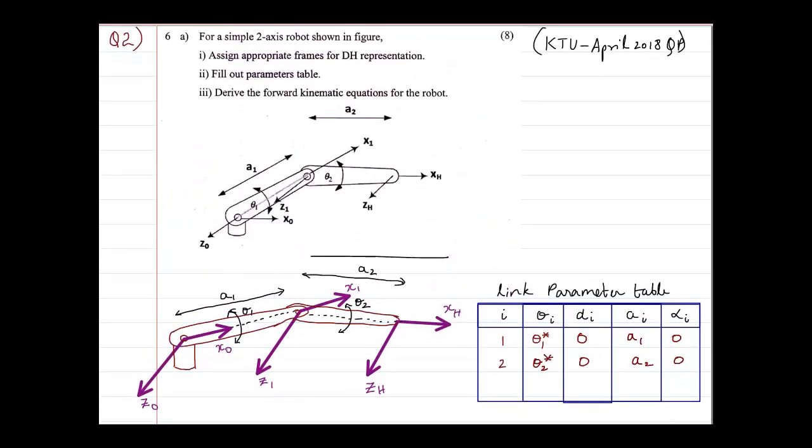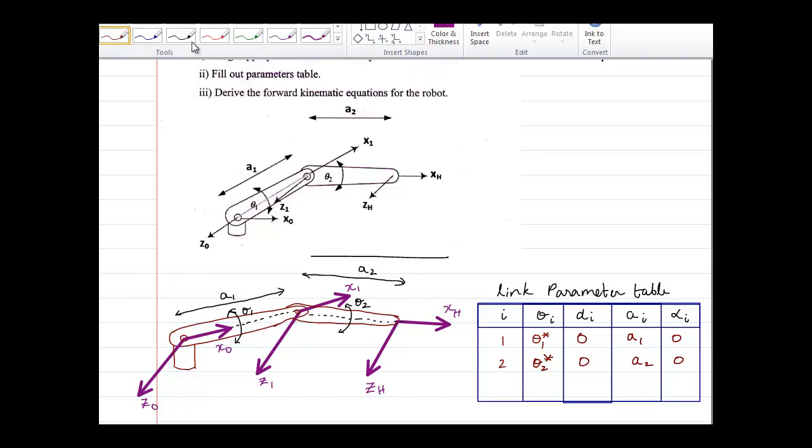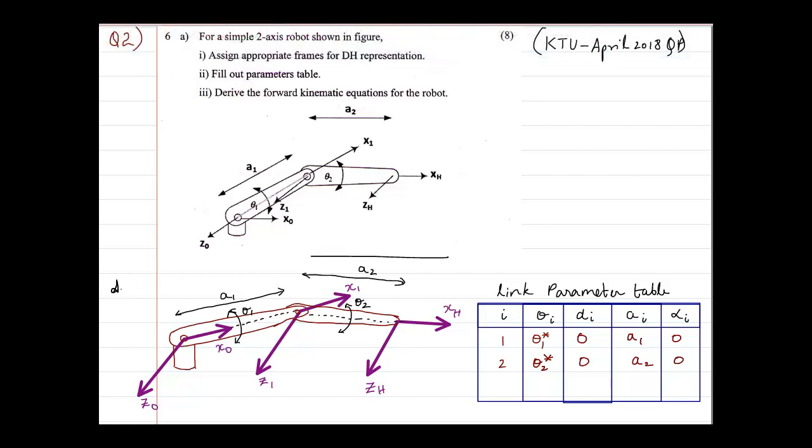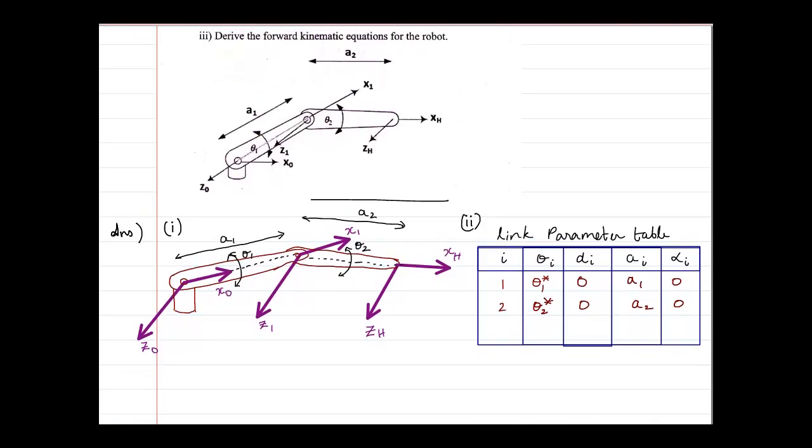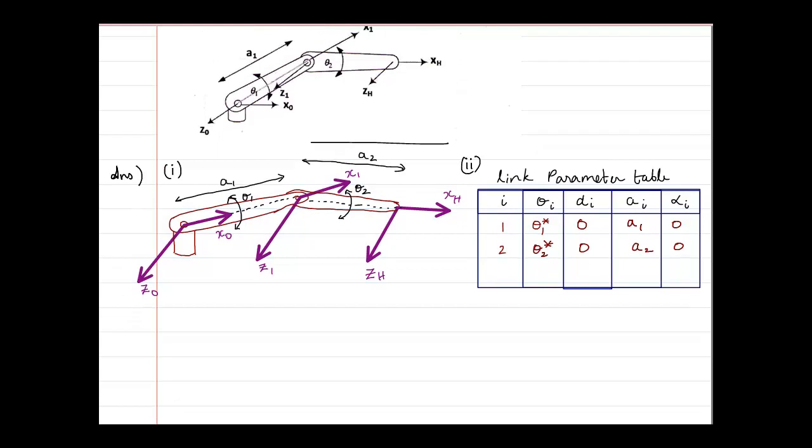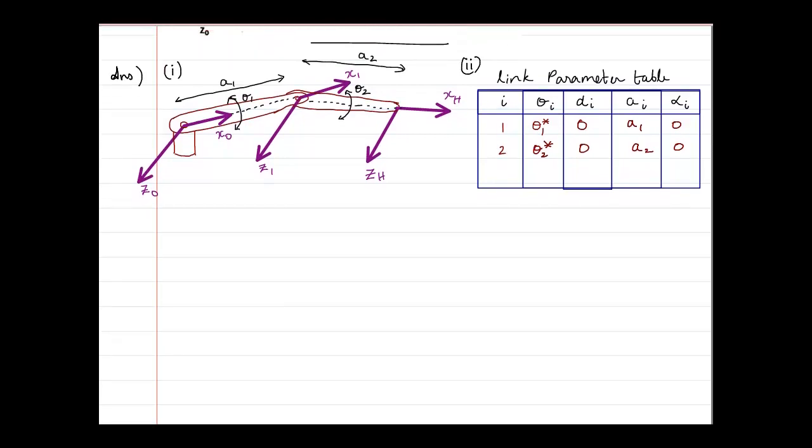So based on this, I can write the answer as, let me take a different pen. Okay, so the answer has the first part, which is the frame diagram. The second part, which we have just now done, is the link parameter table. So first and second are done. Now we have to look at the third question, derive the forward kinematic equations. That means we have to find out a1, a2, and then multiply them. So we have to look at the equation that we take for it.